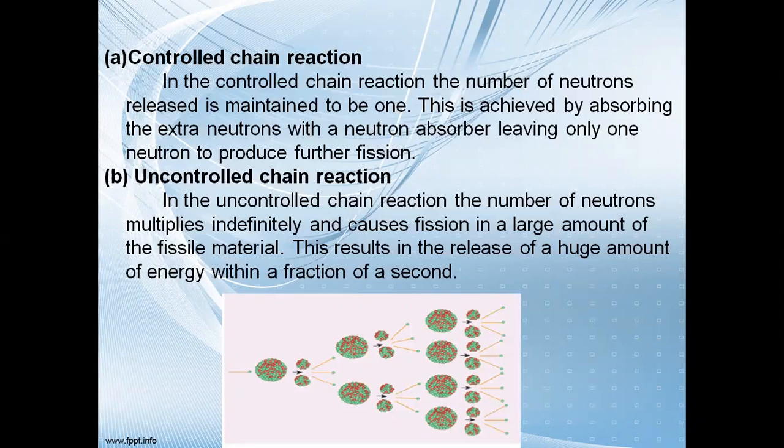A large amount of energy is released within a fraction of a second. A huge amount of energy is released in the uncontrolled chain reaction. This type of reaction is used in the atom bomb, because of the explosion.